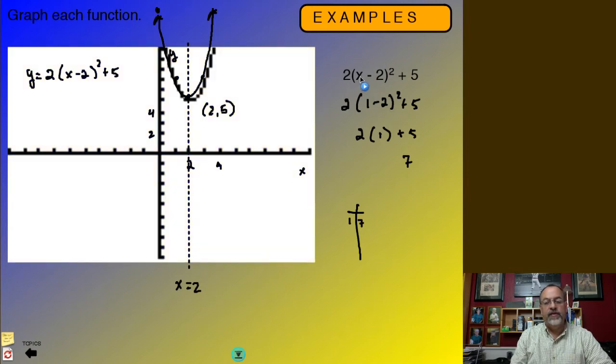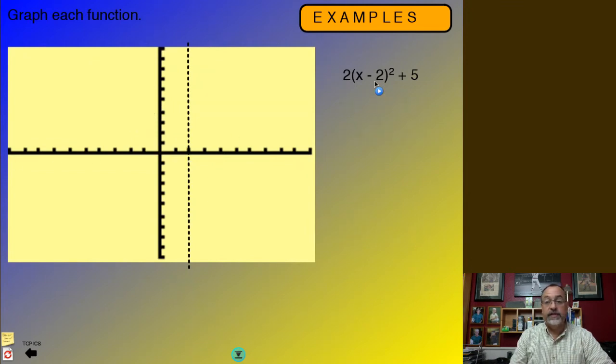So again, I hope you see it's a little bit quicker using vertex form than it is in standard form, because the vertex is already calculated for us, so we don't have to go through all that when we're in vertex form. So it's much easier.